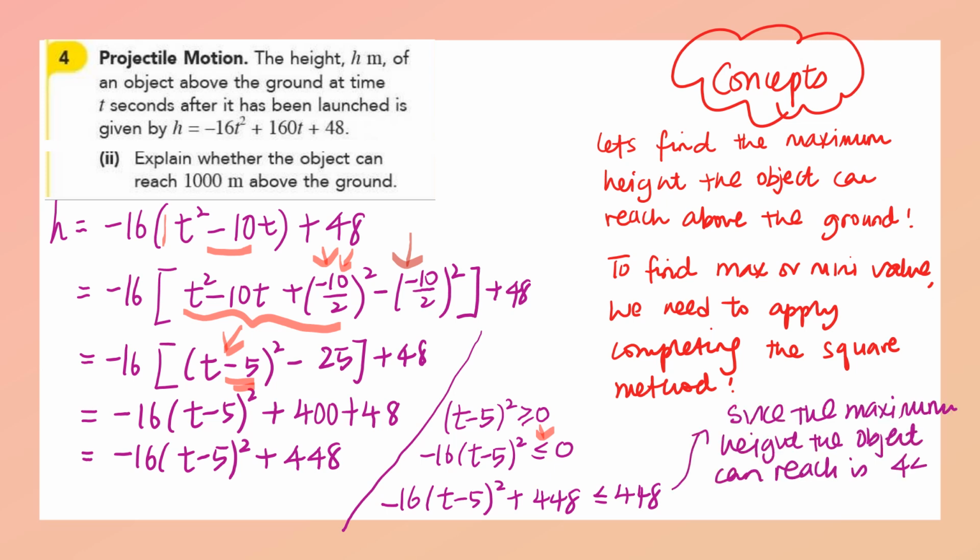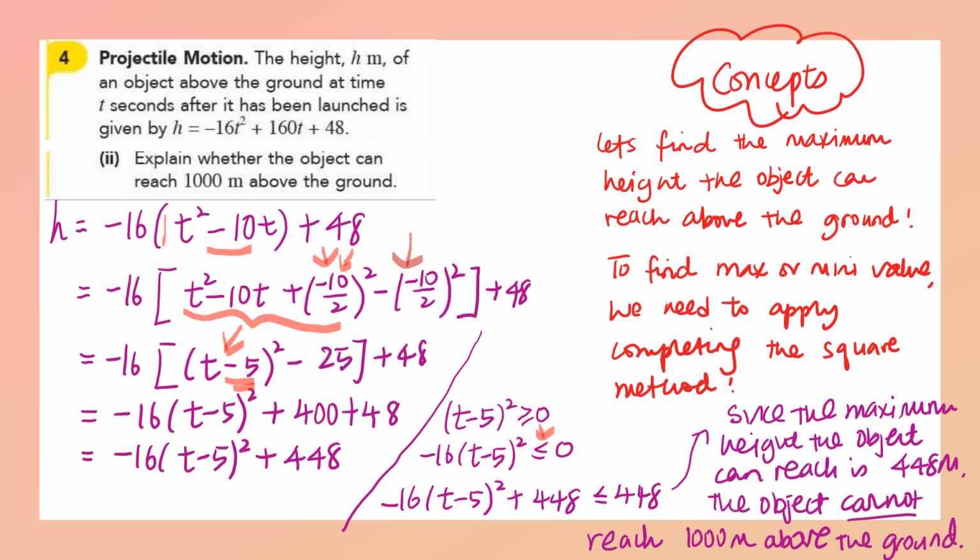Since the maximum height the object can reach is only 448, it is not possible for the object to reach a height of 1000 meters above the ground. So this is one method of solving it using completing the square, which is really very useful. Hence, you must go and master the skill of completing the square.